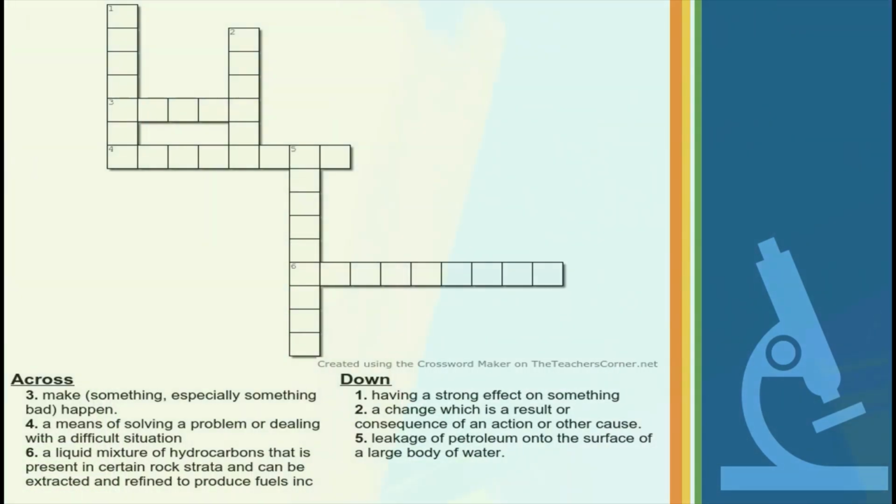Okay, so for number 1, the clue here is having a strong effect on something. So the answer here is impacts. Okay, please be familiar with the spelling. Number 2, a change which is a result or consequence of an action or other cause. The answer here is effect. Alright, so for number 3, across.